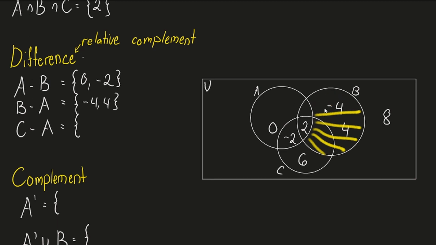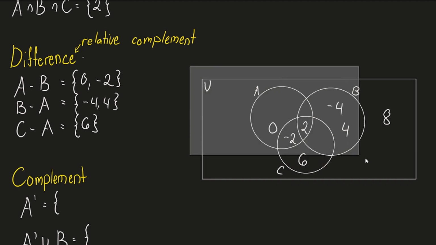And finally, we have C minus A. Again, look at C, look at A, and just shade the area without the overlaps with A. So we just have one element, and that is 6.